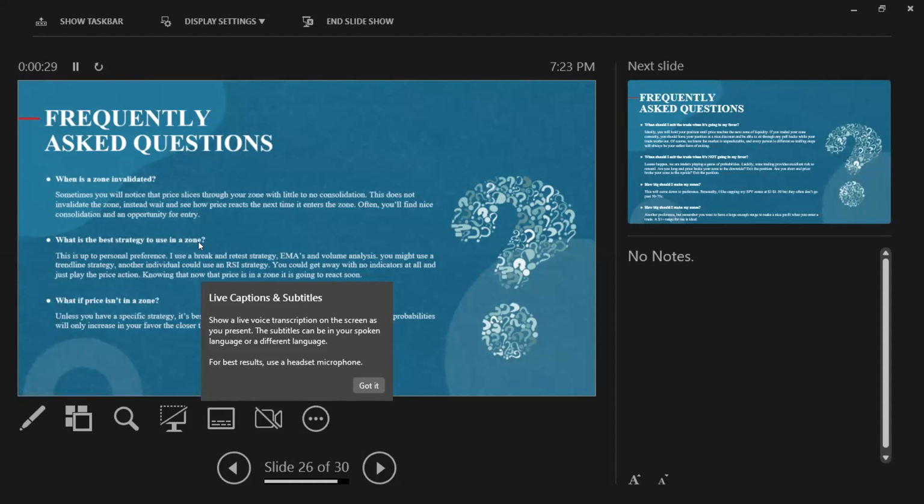So what I do is wait and see how price reacts the next time it enters a zone. I personally have never deleted a zone, because none of my zones have been invalidated, because the next time price comes into the zone, it consolidates in a good way, and you'll find an opportunity for entry. So if price goes through your zone once and you're like, oh, well, that zone sucks, just wait until the price comes back to that zone. You'll find your entry.